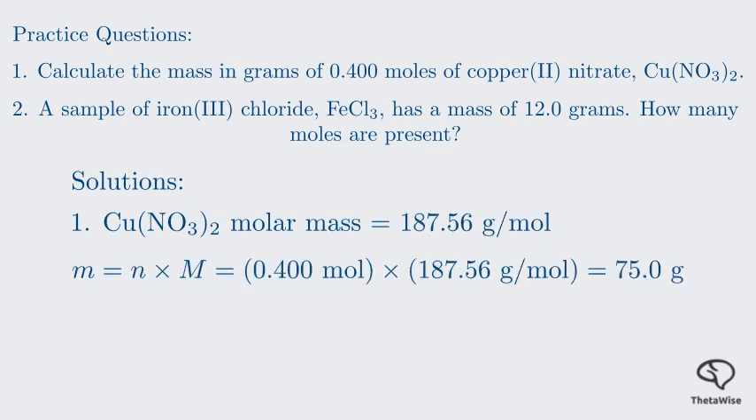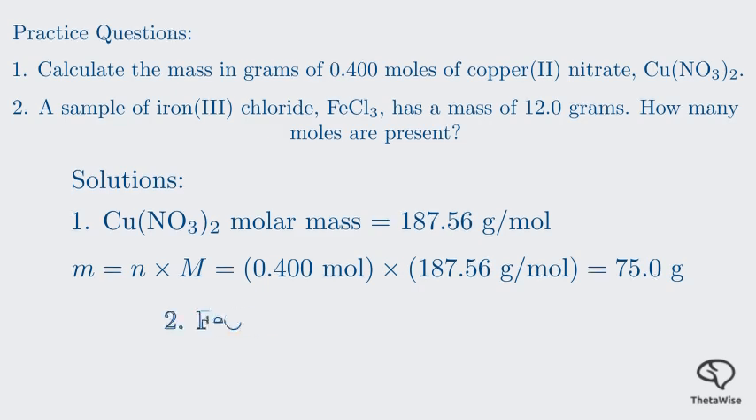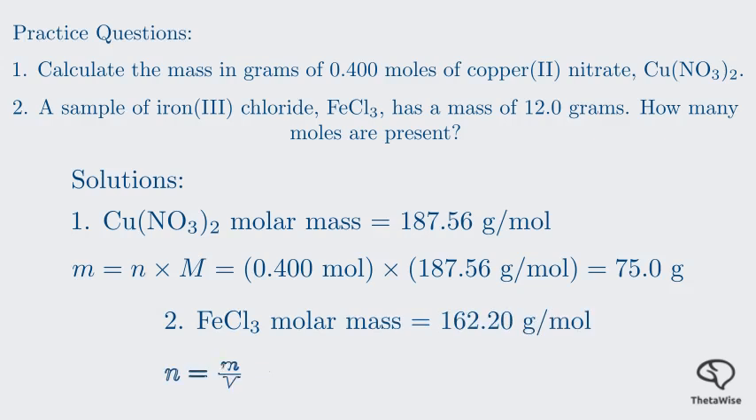For question 2, the molar mass of iron(III) chloride is 162.2 g/mol. Then you divide the mass by the molar mass. 12.0 grams divided by 162.20 grams per mole gives you 0.0739 moles. Great job if you got that. So a 12.0 gram sample of iron(III) chloride contains 0.0739 moles of the compound.